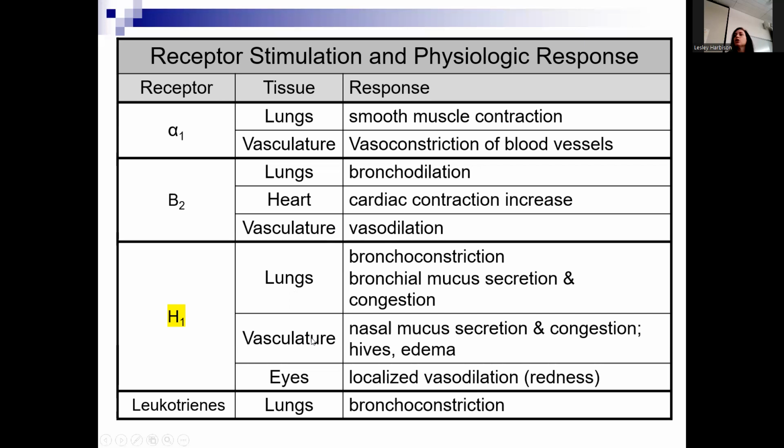And congestion, vasculature, yeah. I'm confused a little bit because these are all parasympathetic, so why would any of the receptors constrict the blood vessels? The alpha and beta are actually sympathetic.